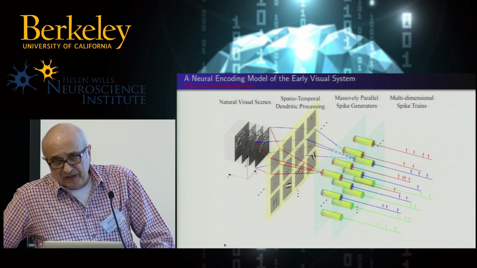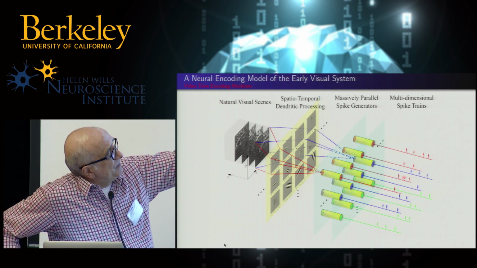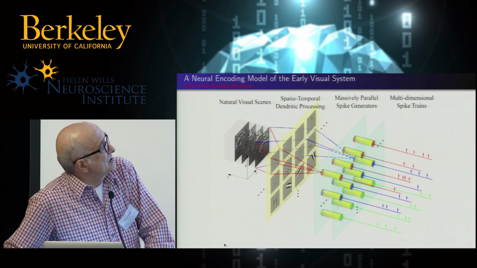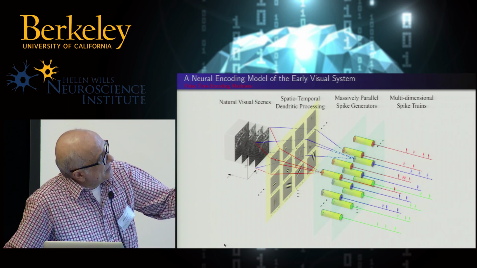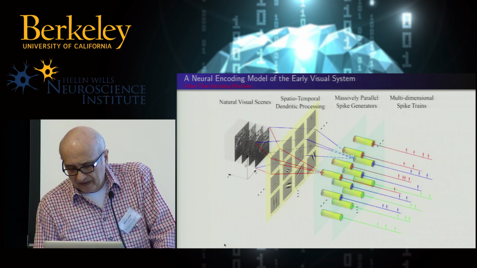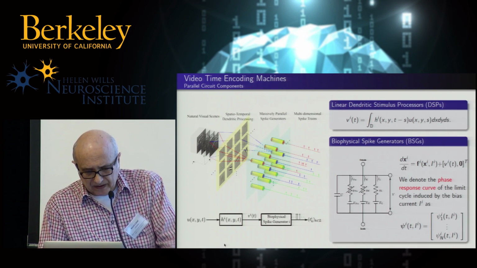The question which we raised was a classical information theory question. Suppose that I know the encoder, meaning I know the linear operators, the receptive fields, and I know the nonlinear operators, the axon hillocks, and I observe only the spike trains like a receiver. What can I say about the actual information being encoded?